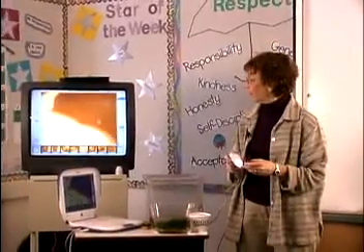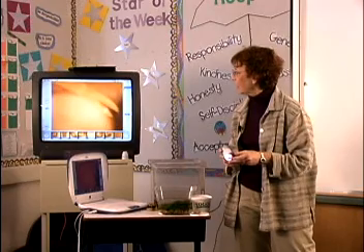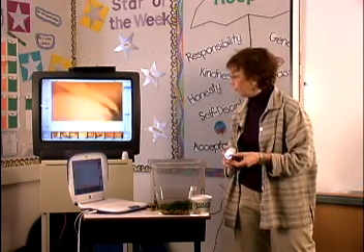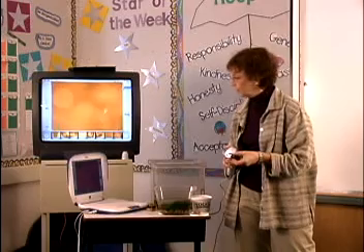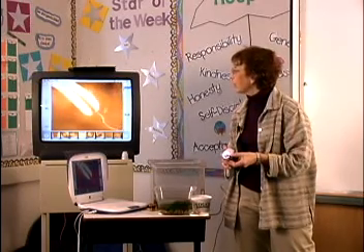Let's look at the ends of their legs. Can you see the little ragged edges on the ends of the claws, on the ends of the legs? They do use these claws to pick things up.